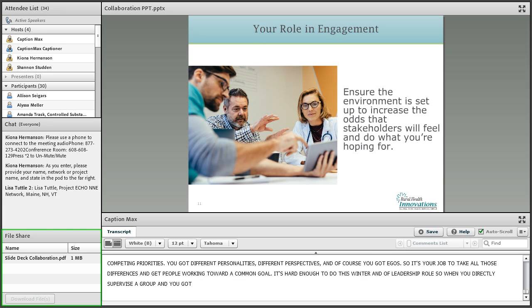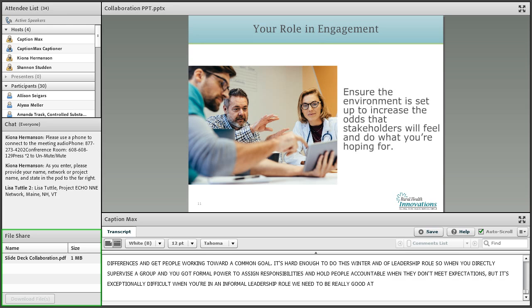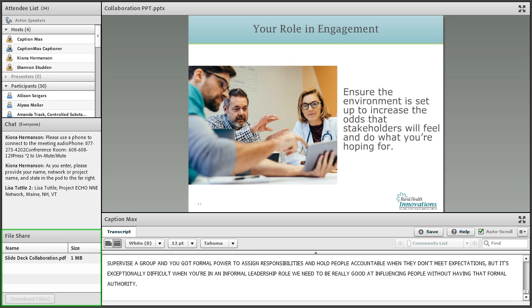As a network leader, I don't think I have to tell you that you've got a tough job. It's your role to pull together a diverse group of people with differing and sometimes competing priorities. You've got different personalities, different perspectives, and of course we've got egos. So it's your job to take all those differences and get people working toward a common goal.